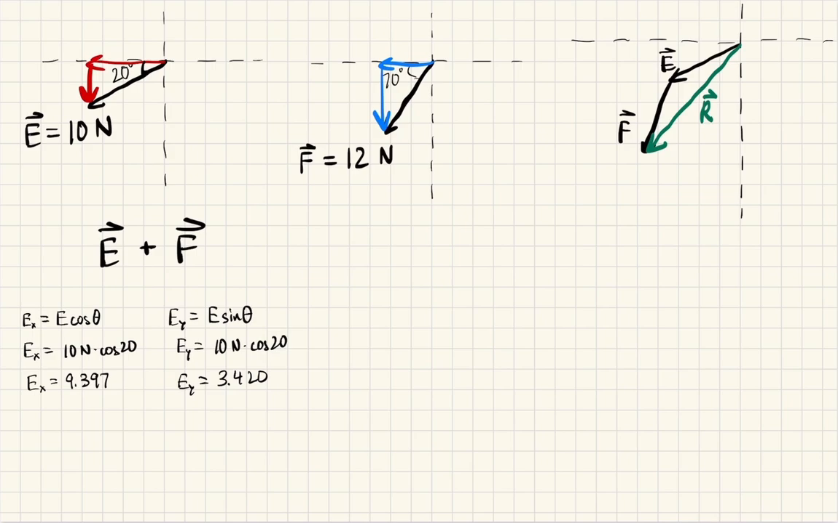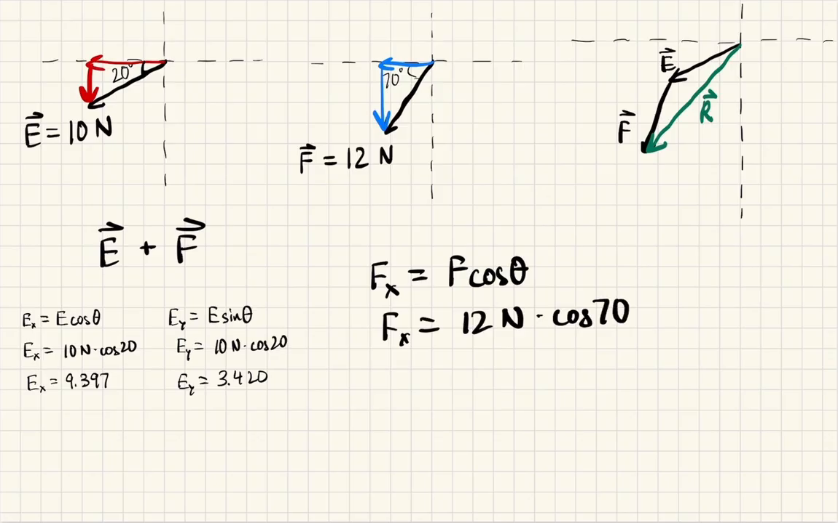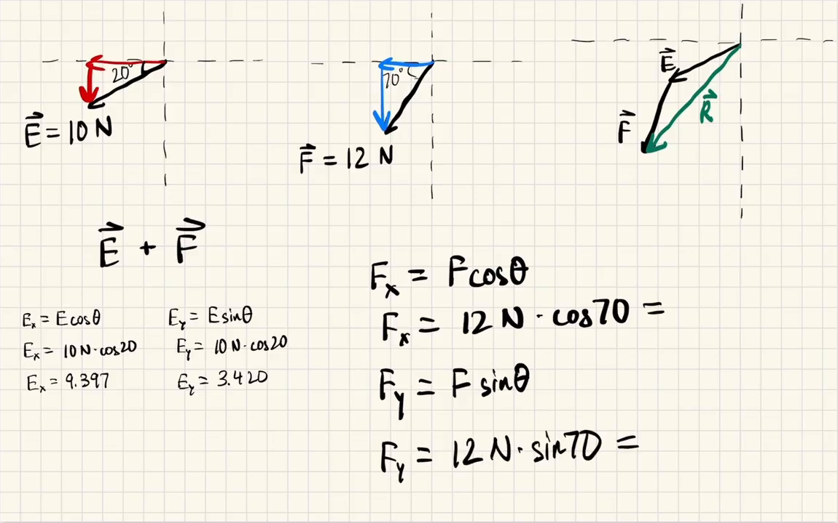So the same thing for vector F. The x component's magnitude is going to be the magnitude of vector F multiplied by cosine of the angle. So that's going to be 12 newtons times cosine 70 degrees. And the y component's magnitude is going to be the magnitude of vector F multiplied by sine of the angle, which gives us this. And if I plug this into a calculator, then I get approximately 4.104 for the x component's magnitude and 11.276 for the y component's magnitude. And let's not forget to put our units, which is newtons, here as well for E's components.